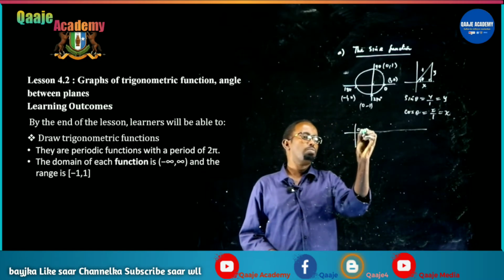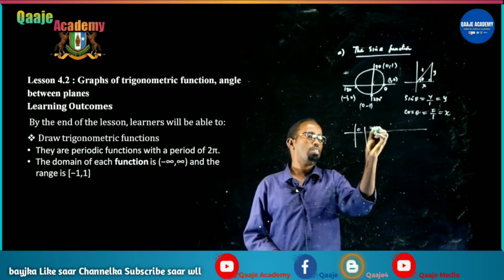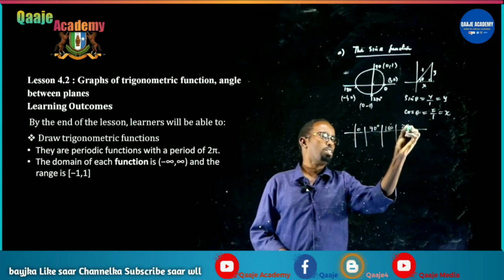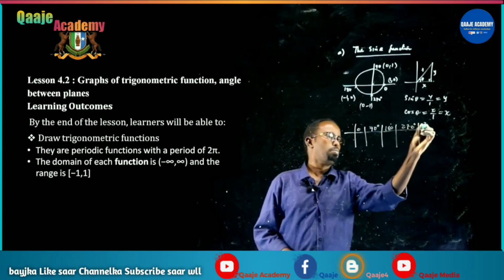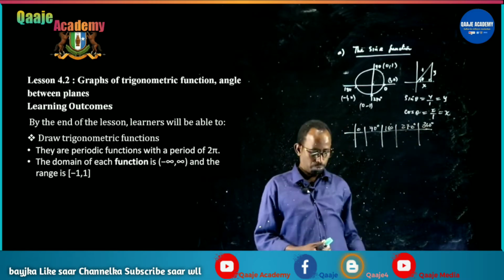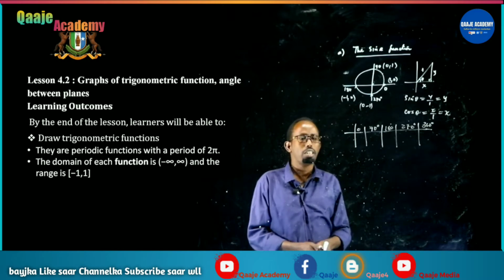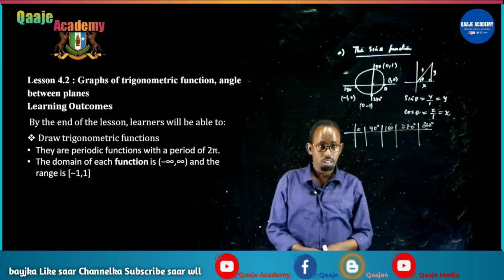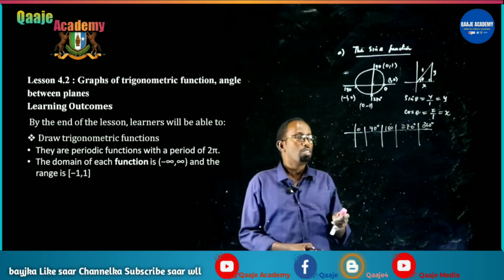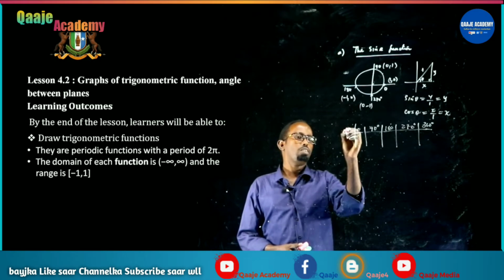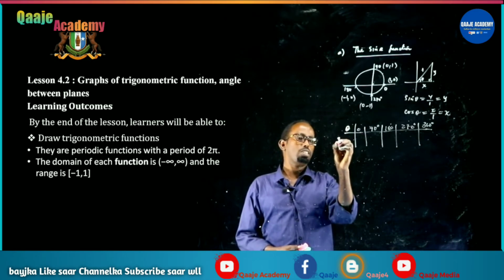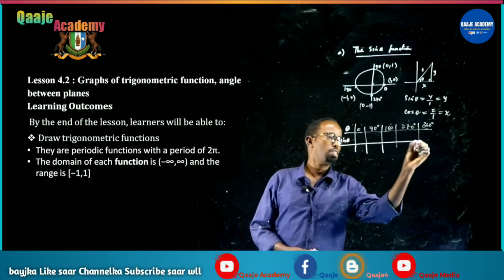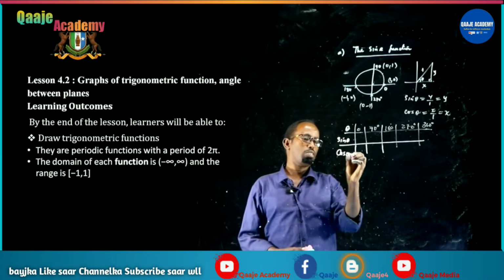0 degrees, 90, 180, 270, 360 degrees. So this is angle theta. So this is the sine curve, and this is the cos.